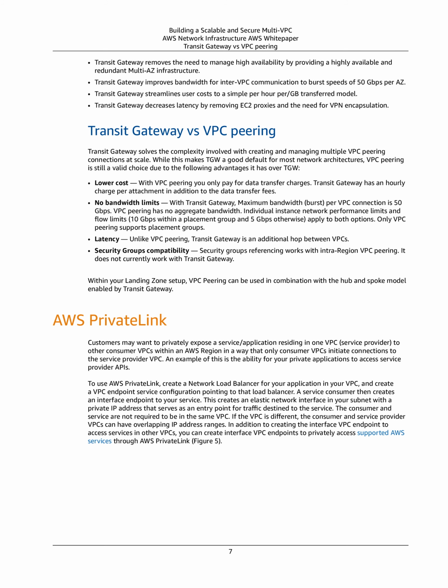AWS PrivateLink. Customers may want to privately expose a service/application residing in one VPC, the service provider, to other consumer VPCs within an AWS region in a way that only consumer VPCs initiate connections to the service provider VPC. An example of this is the ability for your private applications to access service provider APIs.